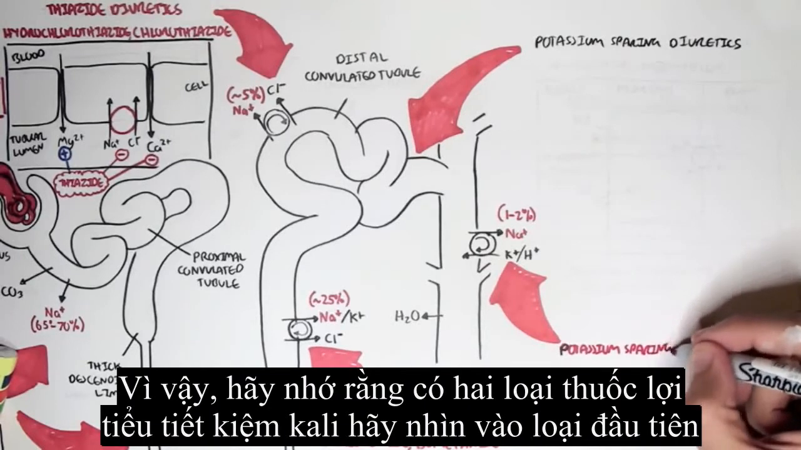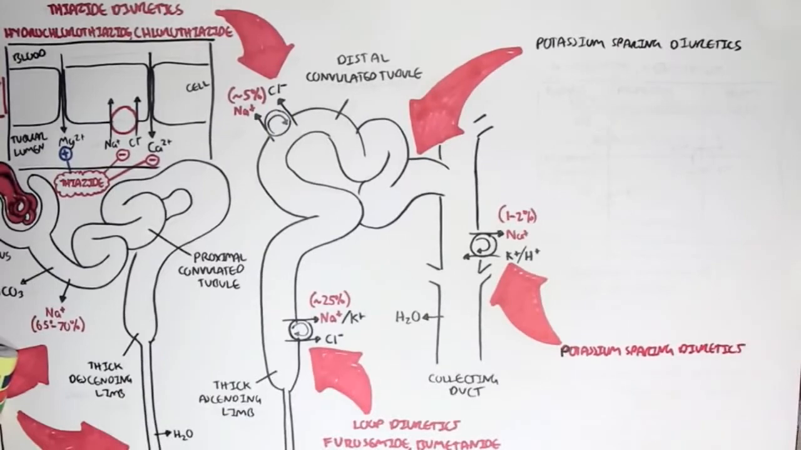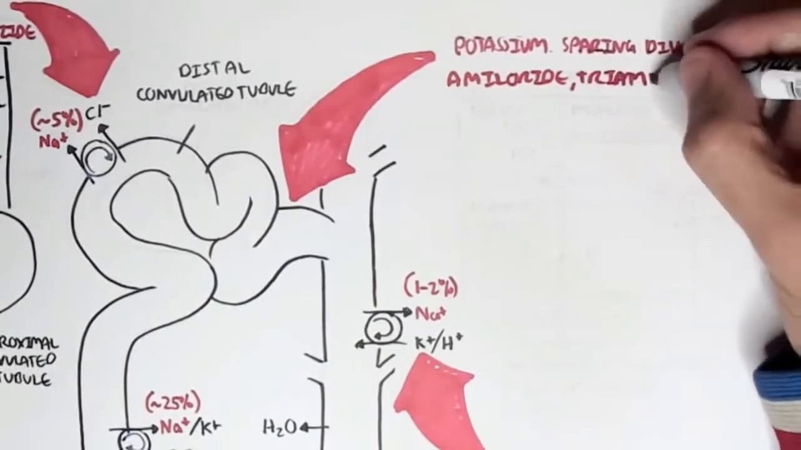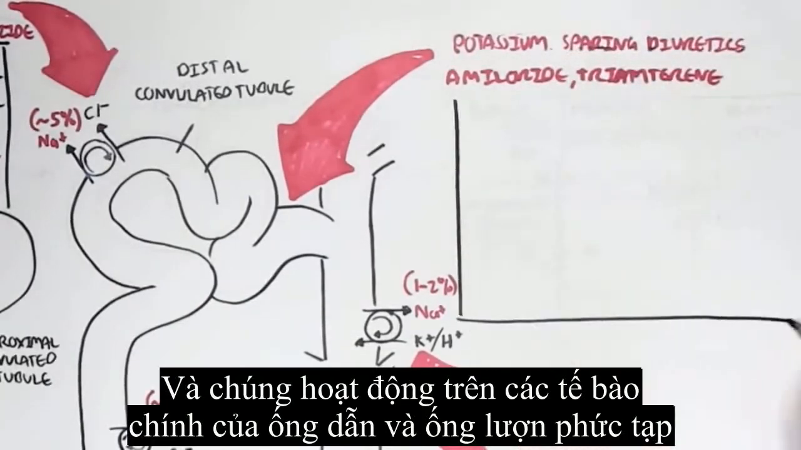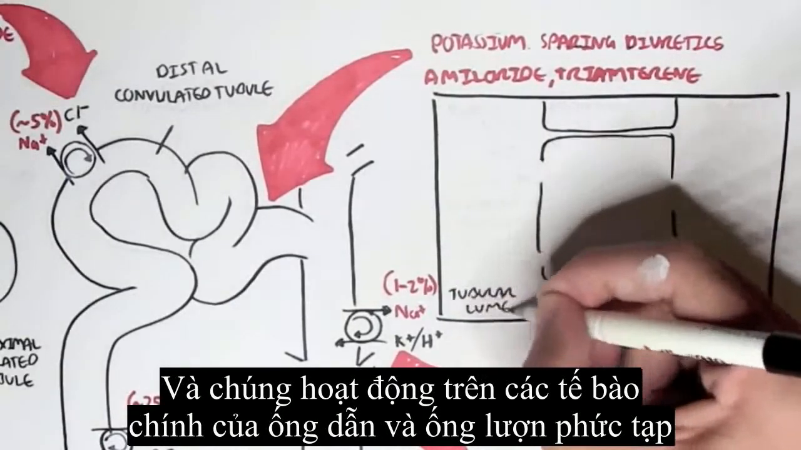So remember, there are two types of potassium-sparing diuretics. Let's look at the first one. These are things such as amiloride and triamterene. And they work on the principal cells of the collecting ducts and the late distal convoluted tubules.